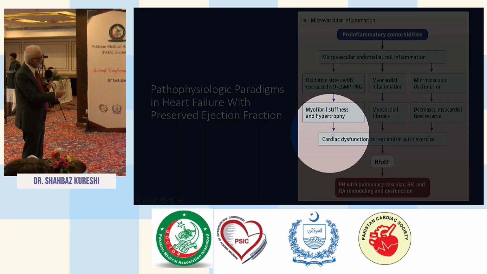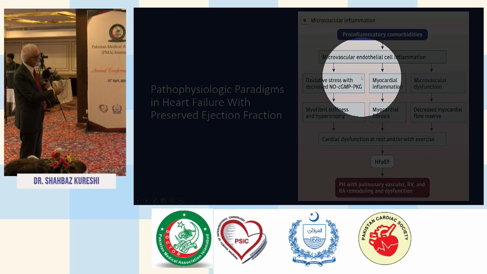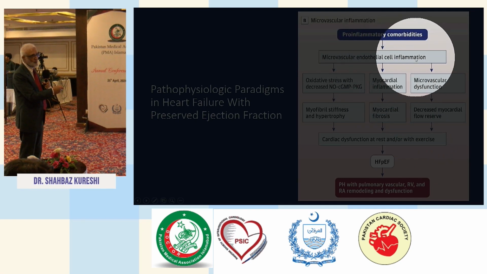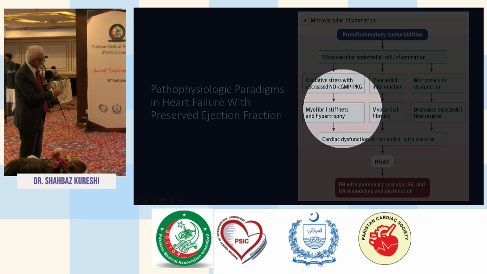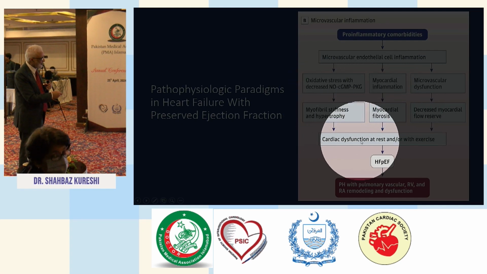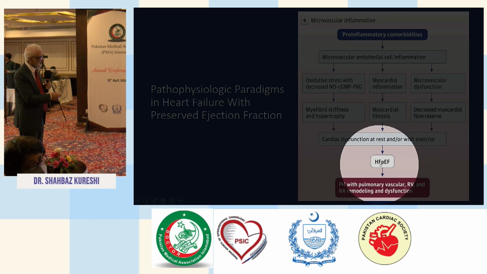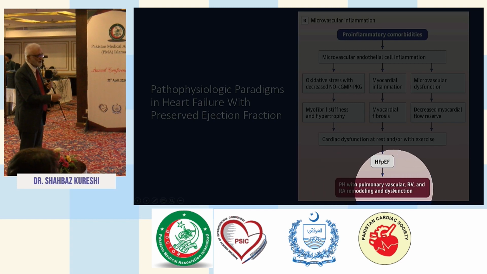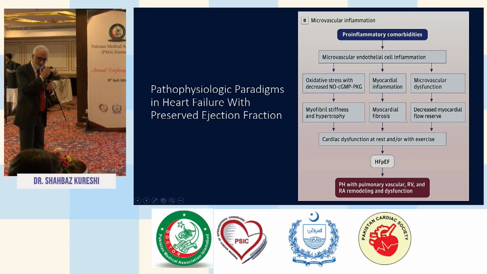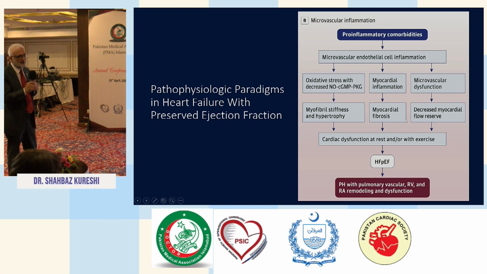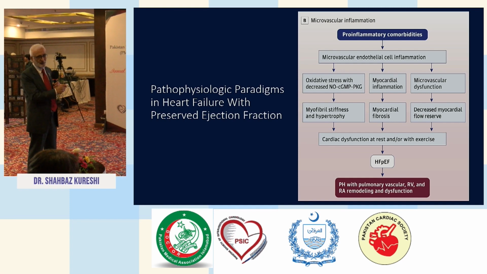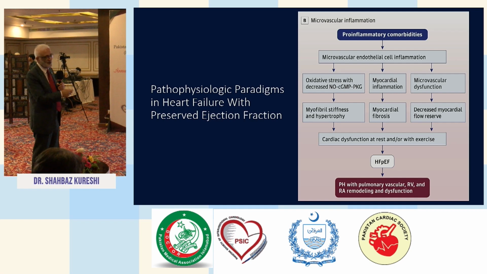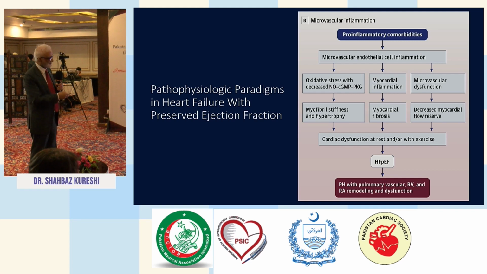But there are other mechanisms also, for example, you can have pro-inflammatory comorbidities, and various factors which then result in cardiac dysfunction at rest or with exercise and resulting in heart failure with preserved ejection fraction, pulmonary hypertension, pulmonary vascular, right ventricle and right atrial remodeling and dysfunction. Despite this understanding, the treatment in these cases, when you are putting them on anti-inflammatory drugs like, for example, colchicine, they have not shown any benefit in these patients.